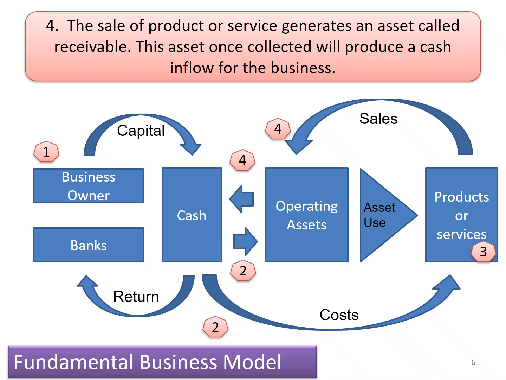Receivable, from the root word receive, and with a suffix able meaning future. You have to receive the payment in the future. So it is still an asset. Okay? So that is generated from the sale of our product or services. Now that receivable may be converted into cash again in the future once these receivables are collected.